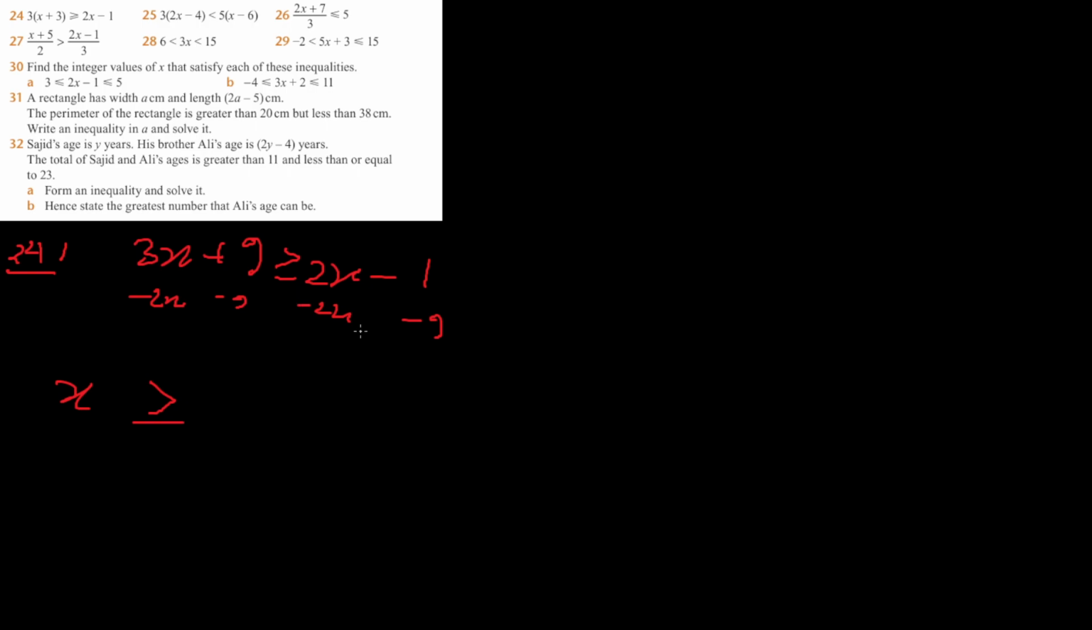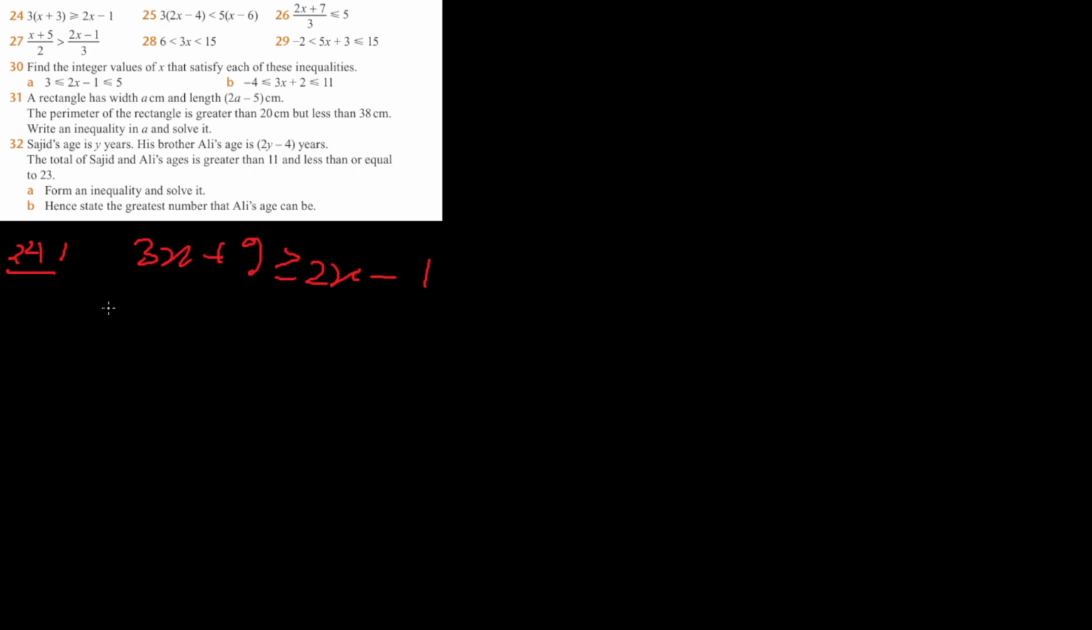So let's do number 24. So 24, it's simple. This is easy. We can just do it like the one we did. So 3x plus 9 is greater than 2x minus 1. So we can just basically simplify this further. We can minus 2x here, minus 2x here, and we can minus 9 here and minus 9 here. So it would be x is greater than minus 10. So that would be our inequality.